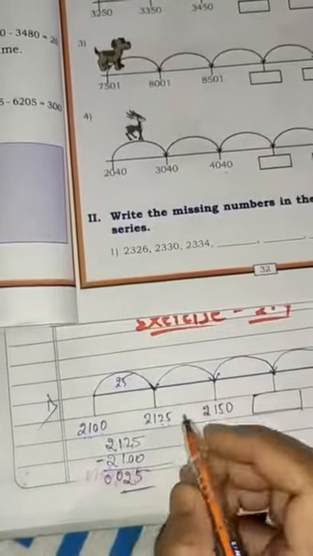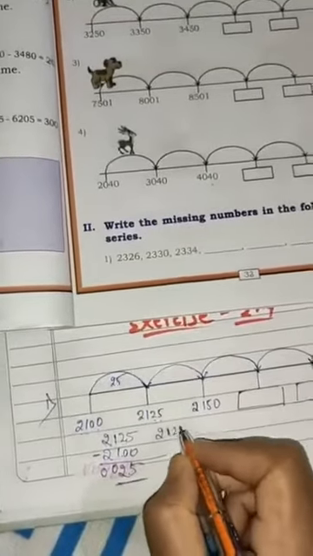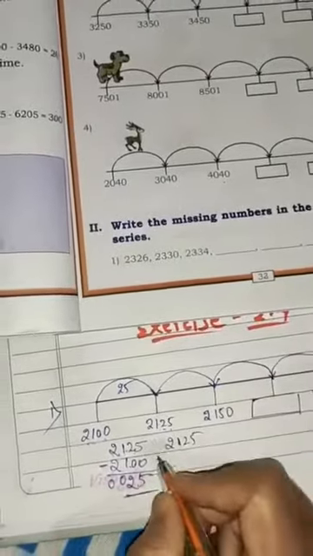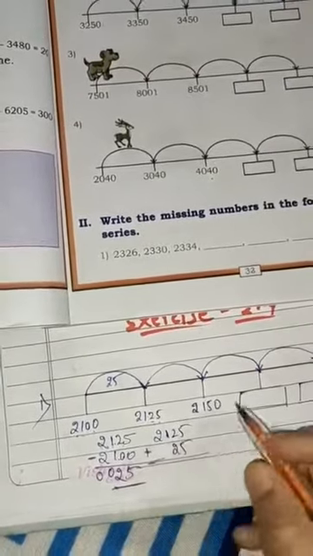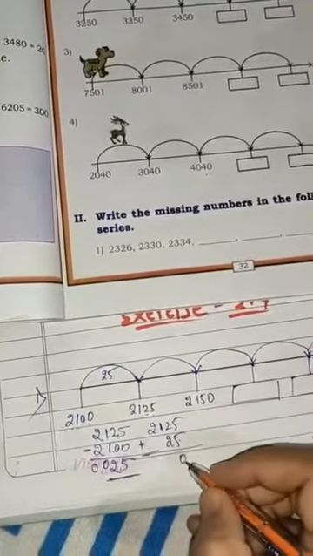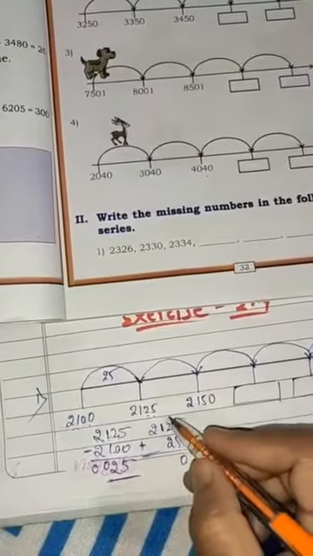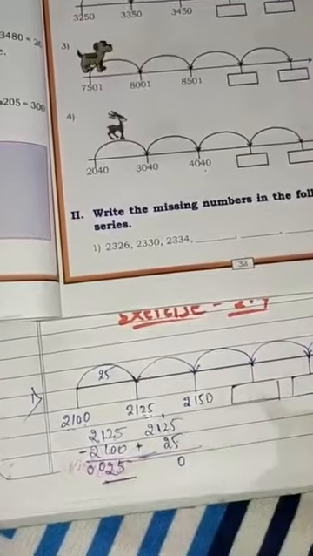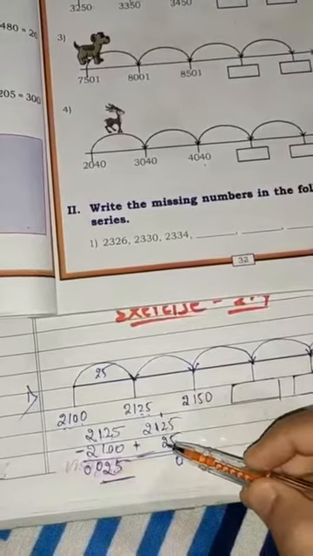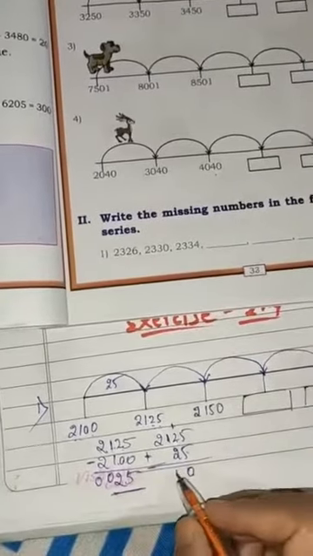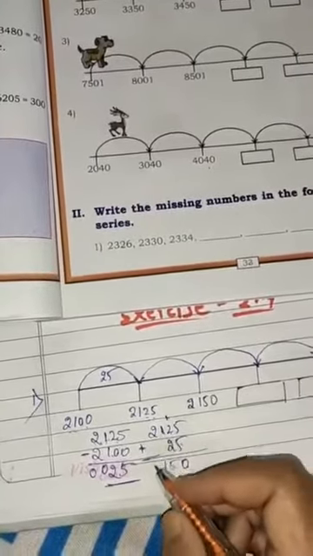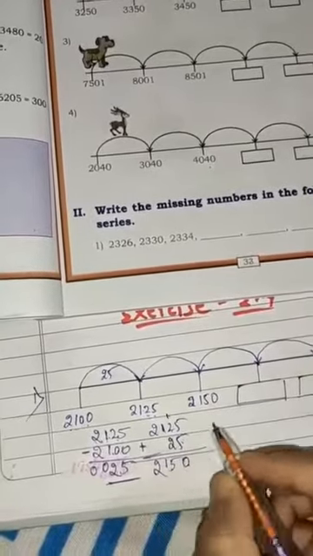So let us take the second number here. 2125 plus 25. 5 plus 5, 10. We'll write 0 here and we'll give 1 carry to the next tens place. So 2 plus 2, 4 and 1, it is 5. Next, the 1 will come down, the 2 as it is. So 2150. Yes.